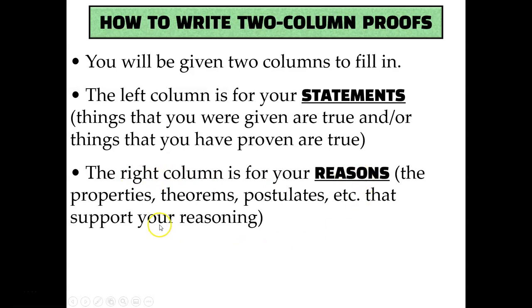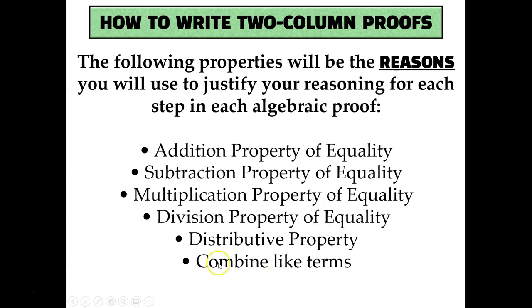And that's all the things that we just talked about. Those are all of your properties of equality, or the distributive property, or combining like terms. Now, as we get to more complicated proofs later in this unit and throughout the whole rest of this class, we're going to have other things that we get to use called theorems and postulates. We'll get to those later. For now, you're just going to be concentrating on the properties of equality that we learned earlier in the lesson.